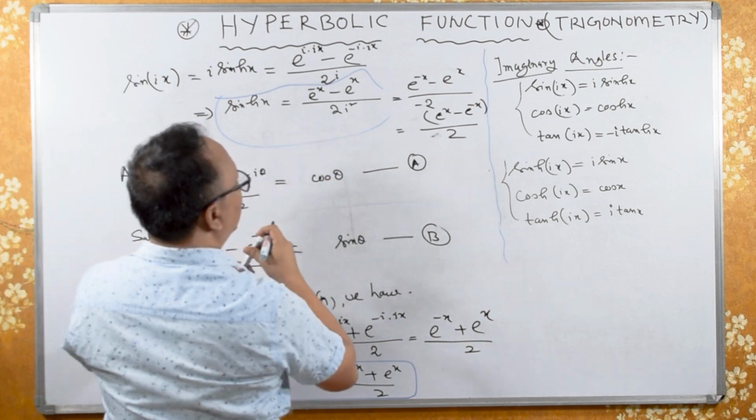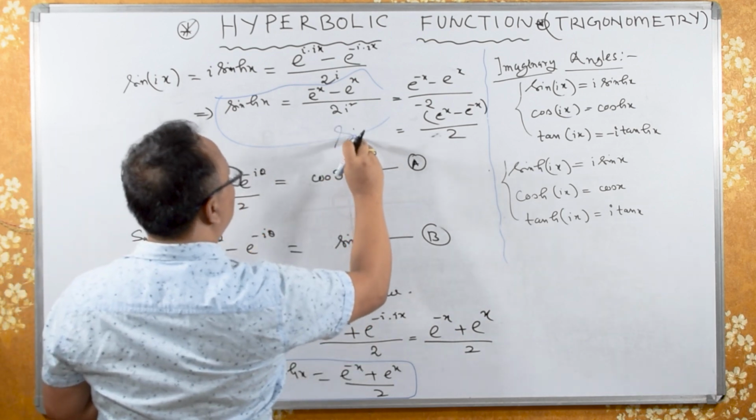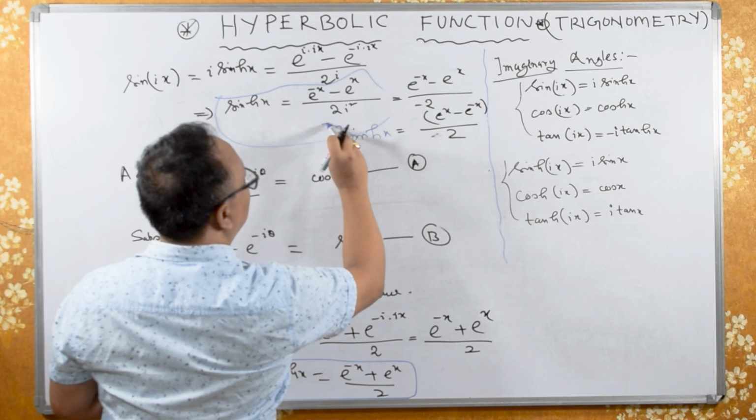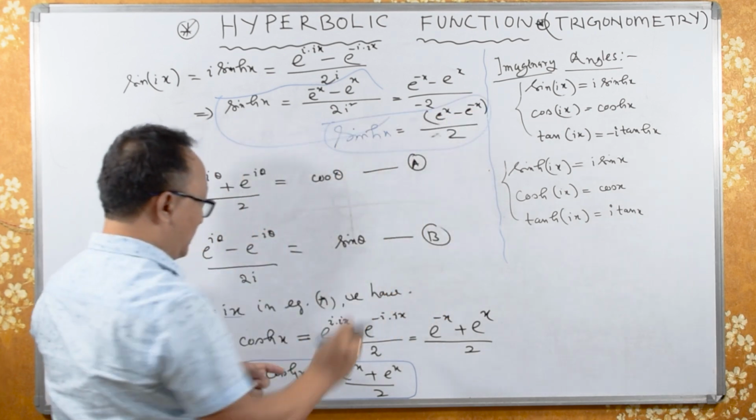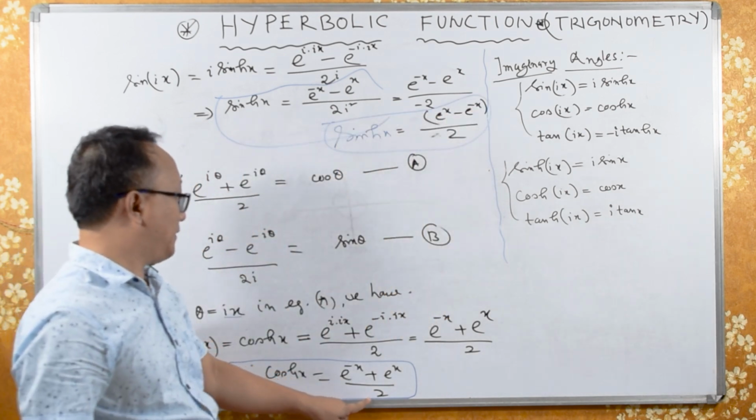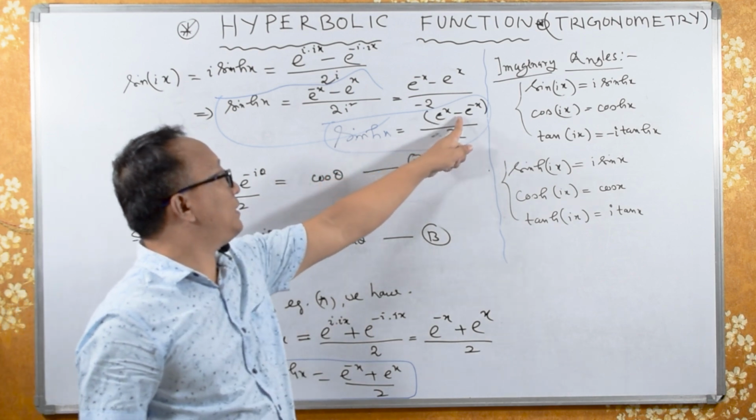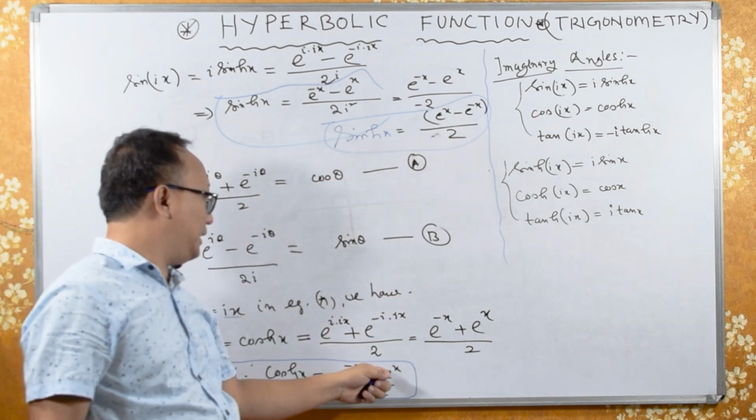Therefore this is sine of hyperbolic x. This is sine hyperbolic x, and this is cos hyperbolic x. Here sine hyperbolic x has a minus, and for cos hyperbolic x we will get plus.